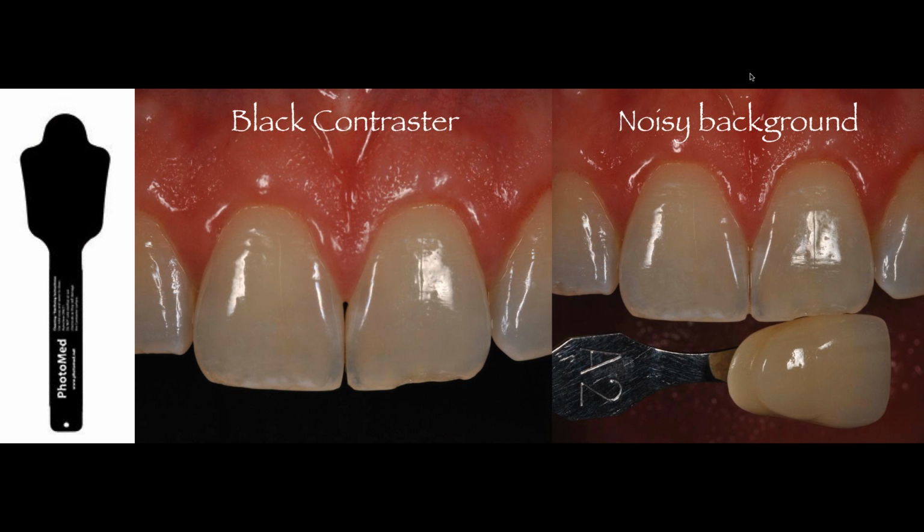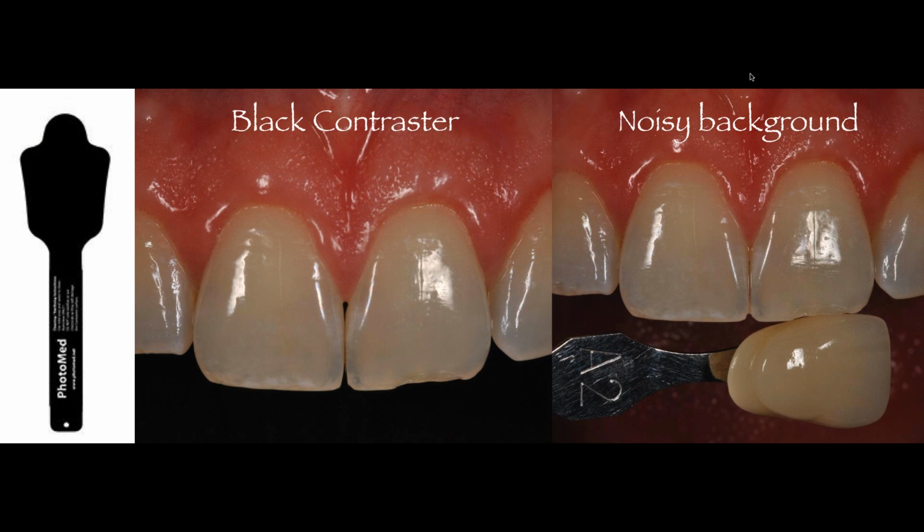You can make this as well out of cardboard. You can buy black cardboard and cut it in this kind of shape, and you can use it to take your photos, and you'll make them just disposable. This is a very inexpensive way to actually create your own contraster and just a throwaway contraster.